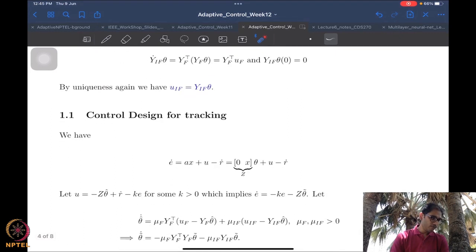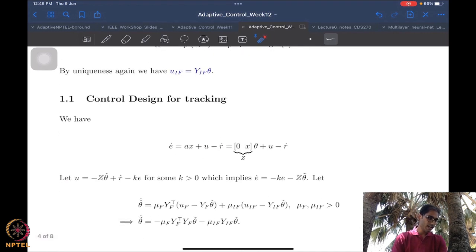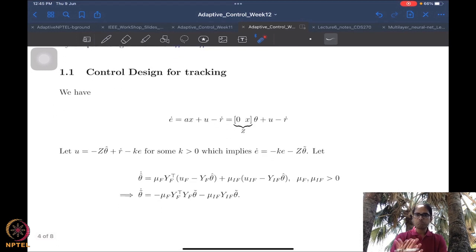Great. So what is the error dynamics? It's E dot is AX plus U minus R dot, right? And of course, because we have a new parameter theta, we want to write everything in terms of theta. So we write this as Z times theta plus U minus R dot. And now, in accordance with our standard certainty equivalence type methods, we propose our control as minus Z theta cap plus R dot and a nice negative term KE, right, with some positive gain K. And with this, what we will get is that E dot is minus KE minus Z theta tilde. All right. So as usual, we get this nice error term.